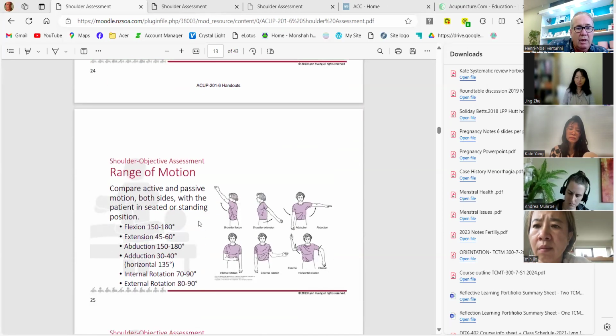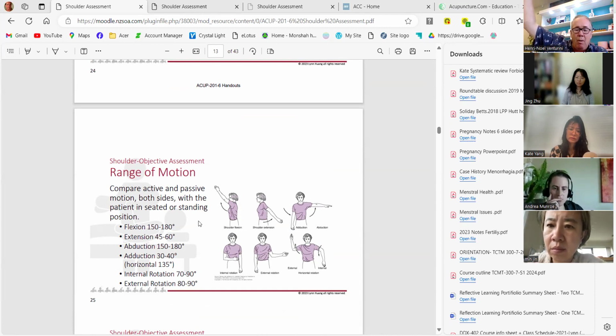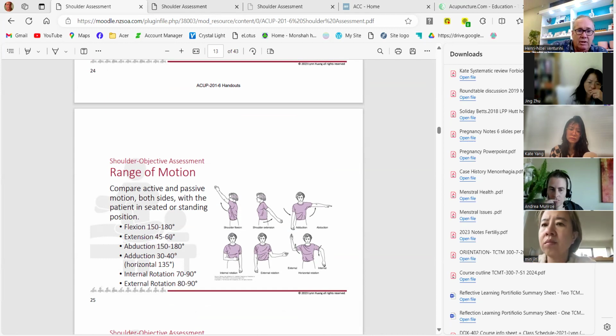The range of motions are here. You'll need to know those range of motions, because once we go past the range of motion, either in the initial stage or the end stage of the range of motion, there won't be any pain. So the pain is quite indicative. In flexion, the painful motion is between 150 and 180, the extension between 45 and 60, abduction between 150 and 180, and so on. You'll need to know those to be able to ascertain if there's any pain or any joint issue or muscular issue.